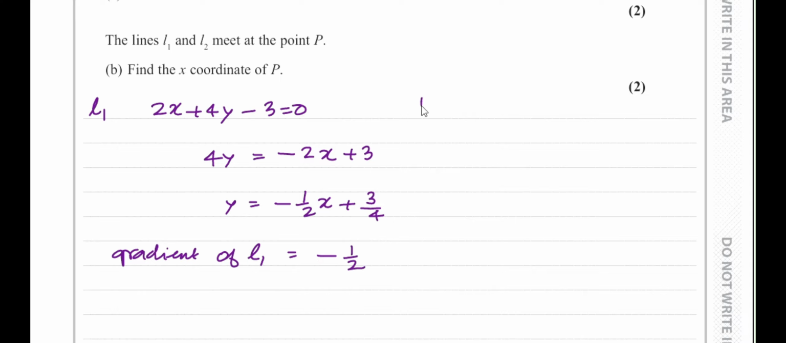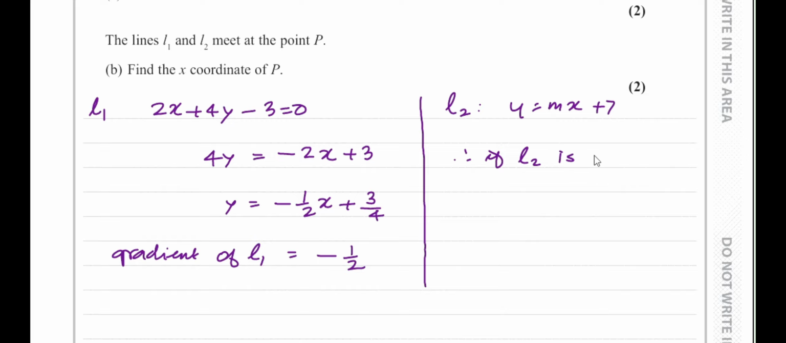Okay. Now let's look at the equation of line L2. Line L2 is y equals mx plus 7. Therefore, if L2 is perpendicular to L1, m is equal to its negative reciprocal, which is 2.